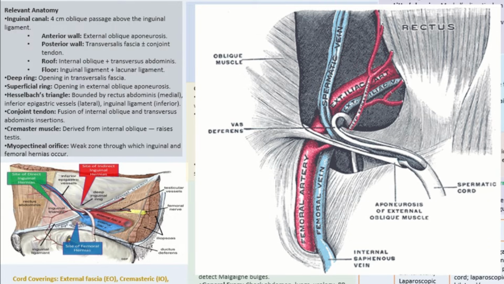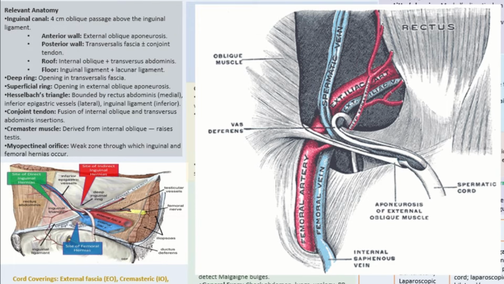Then the roof is going to be made by the internal oblique, which comes from the inguinal ligament and moves upwards towards the lower 8 ribs. So the roof is made by the internal oblique and the transversus abdominis muscle. And then the floor is made by the inguinal ligament, and the continuation of the inguinal ligament that attaches to the pubic tubercle is the lacunar ligament.